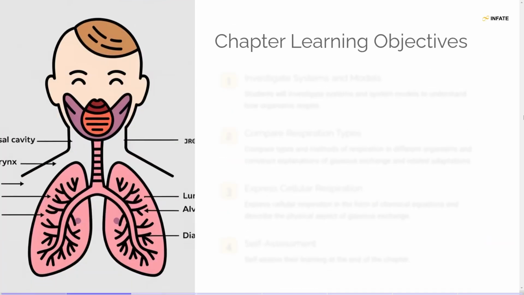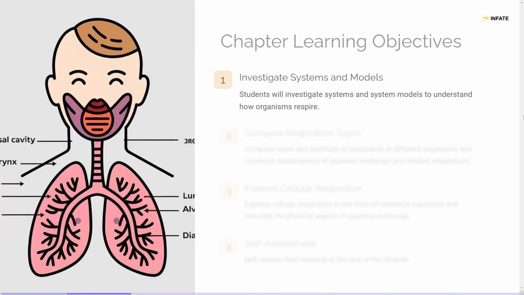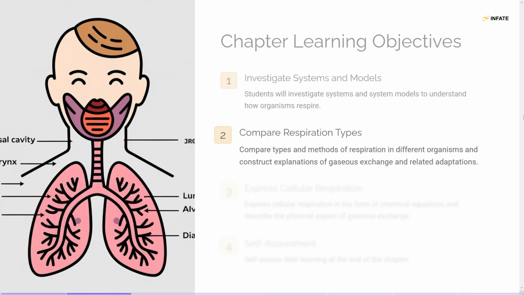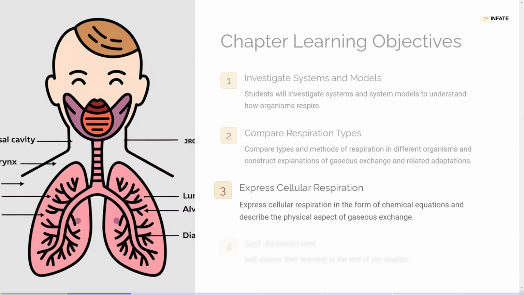Slide 2, Chapter Learning Objectives. 1. Investigate systems and models. Students will explore systems and system models to understand the processes of respiration in organisms. 2. Compare respiration types. Analyze and contrast various types and methods of respiration across organisms, including explanations of gaseous exchange and related adaptations.